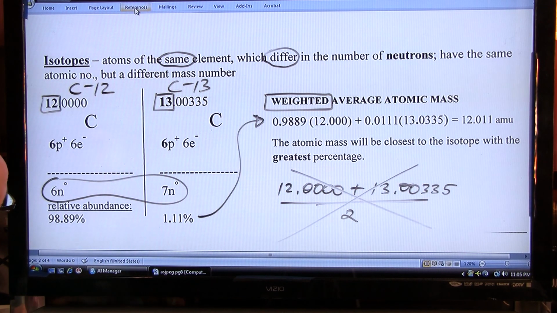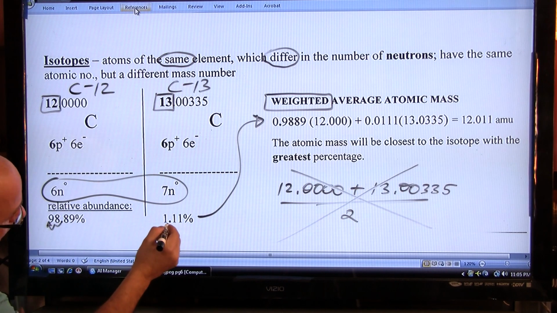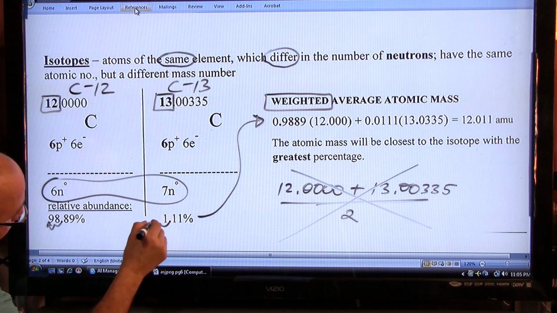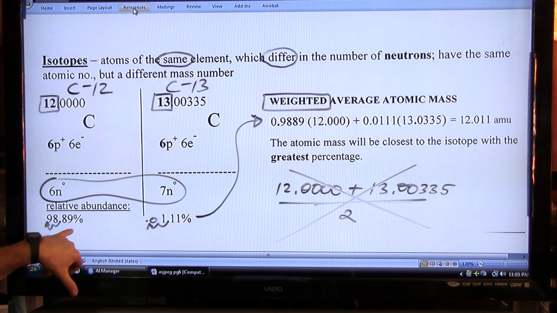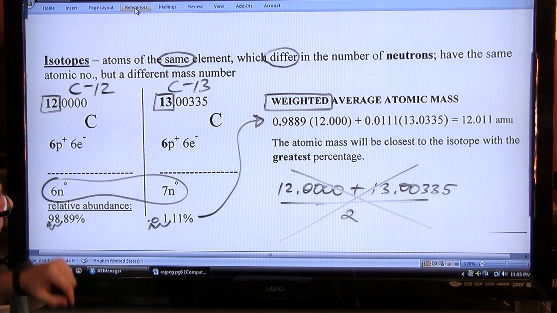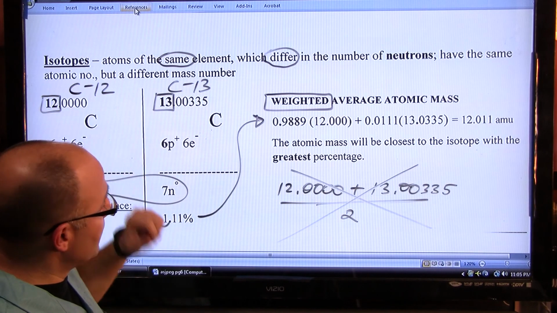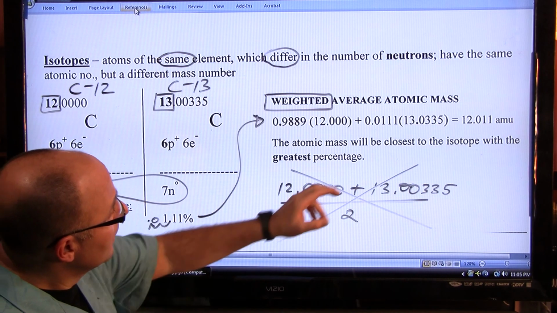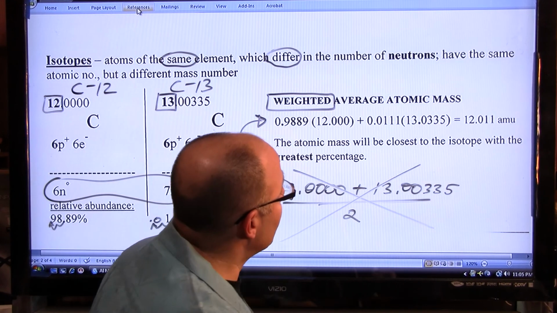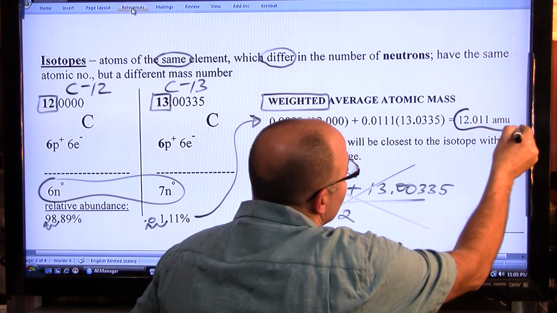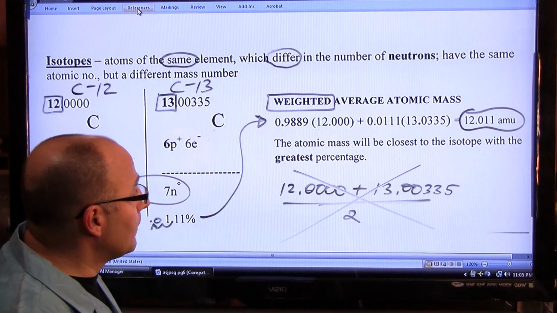And what you do is move the decimal 2 places to the left, and 2 places to the left here. And for each case, take that percentage and multiply it by its isotopic mass. So it's 0.9889 times the isotopic mass of the first plus 0.0111 times the isotopic mass of the second. And that's how you end up getting the weighted average atomic mass of this element, which is carbon.